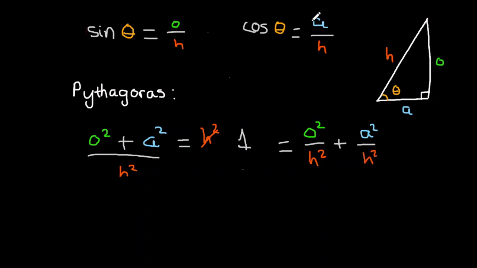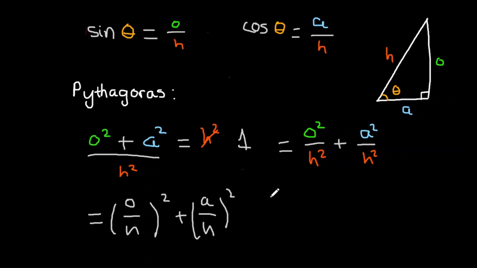Now, aren't these two familiar? They're ultimately equal to O over H squared plus A over H squared, which is sine theta squared plus cos theta squared. And yes, this is the way you can write sine or cos of theta squared. Therefore, we have the identity sine squared theta plus cos squared theta is equal to 1.